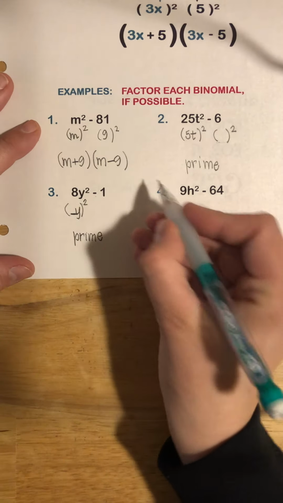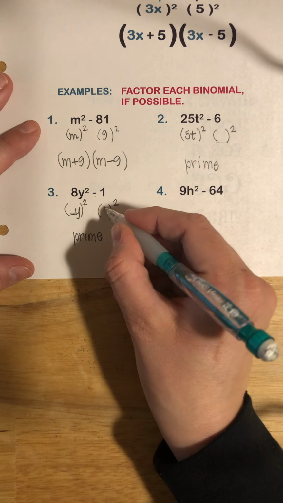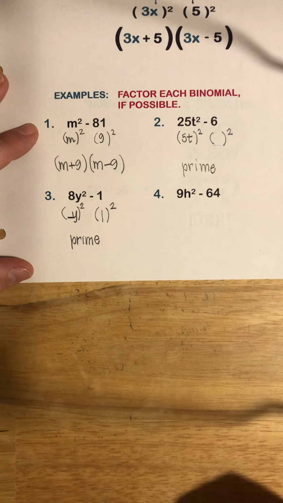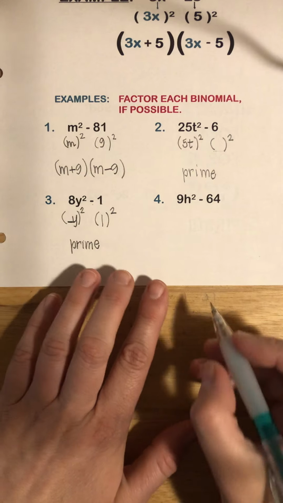Now there might be somebody in here saying, well, I could figure out the second one, right? 1 is a perfect square and it would be 1 squared, and you're right. But if you can't figure them both out, then you can't do it. So we're done with number 3.